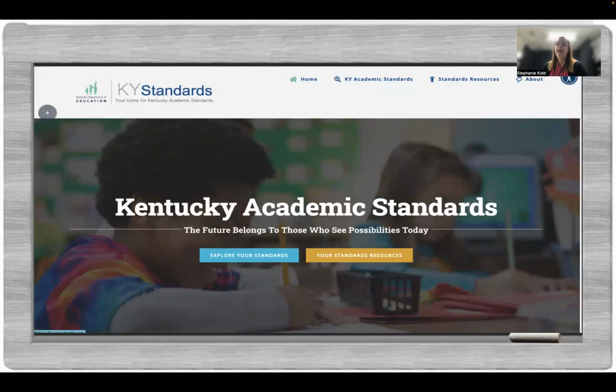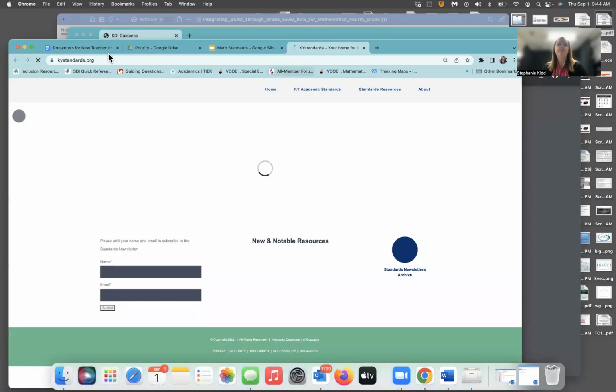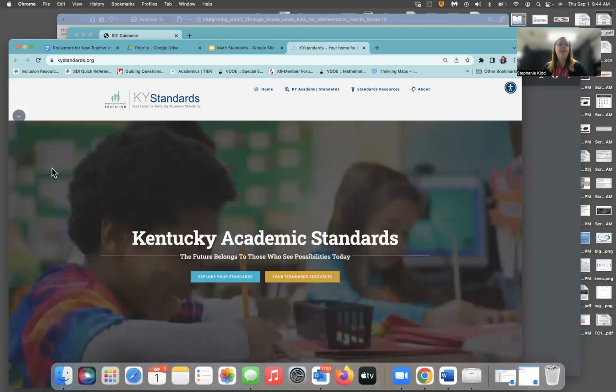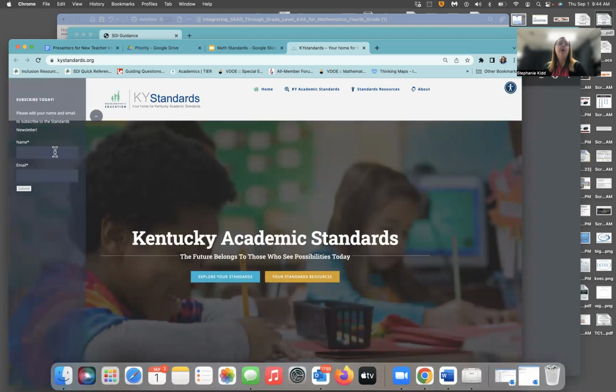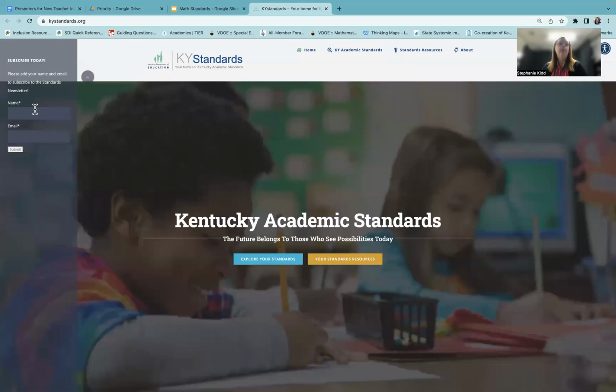When you're looking for the Kentucky Academic Standards, you want to go to kystandards.org, and you will find that when it opens up, it looks like this. There is a little plus button here that you're going to look at. This provides you the opportunity to sign up for the newsletter. Your KY standards are here.